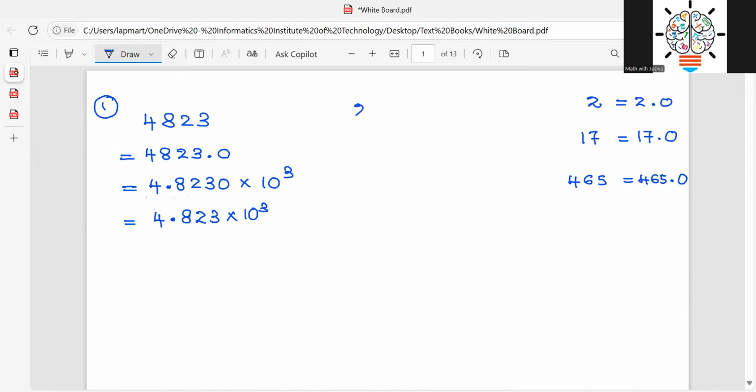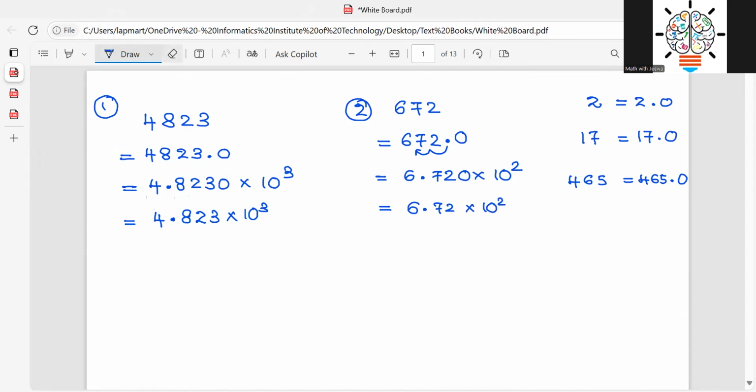I'll take the second example. Let's say you have 672. What should be the first step, children? 672.0. So I bring the decimal to the left corner, keeping one digit, 6.720, times 10 to the power of 2. Why 10 to the power of 2? 1, 2. Okay. Then I rewrite and conclude my answer: 6.72 multiplied by 10 to the power of 2. Right? So this is how we get the answer.